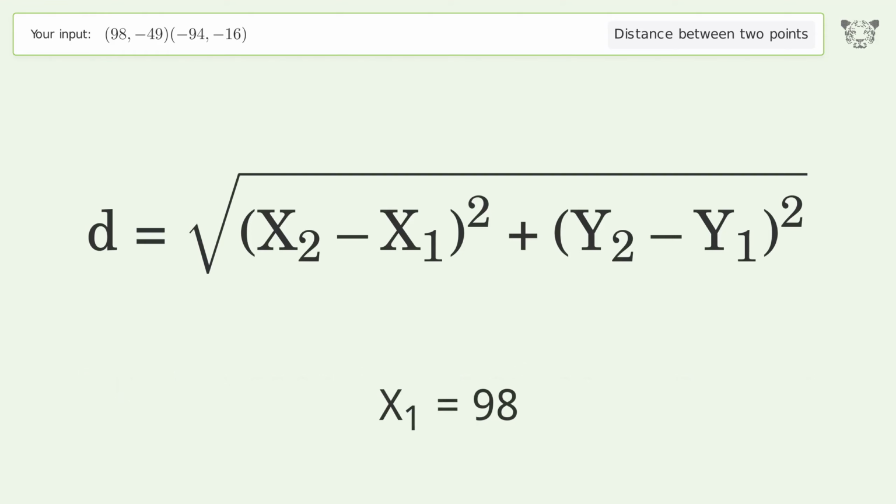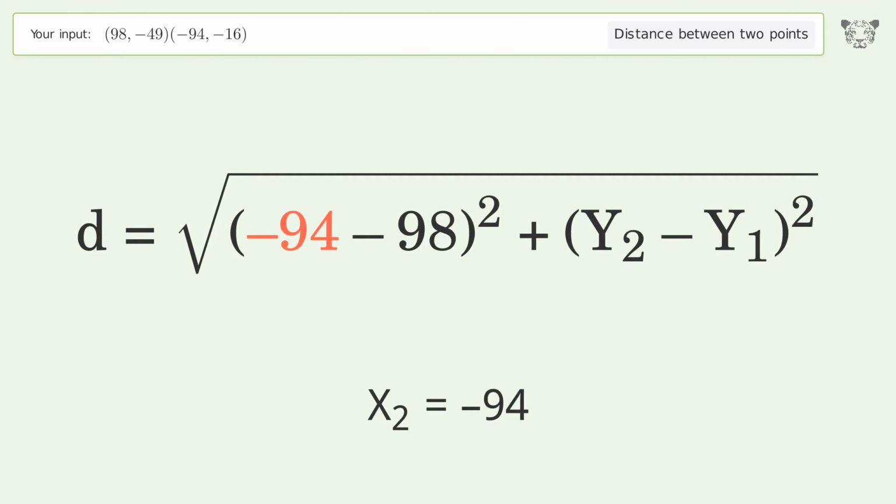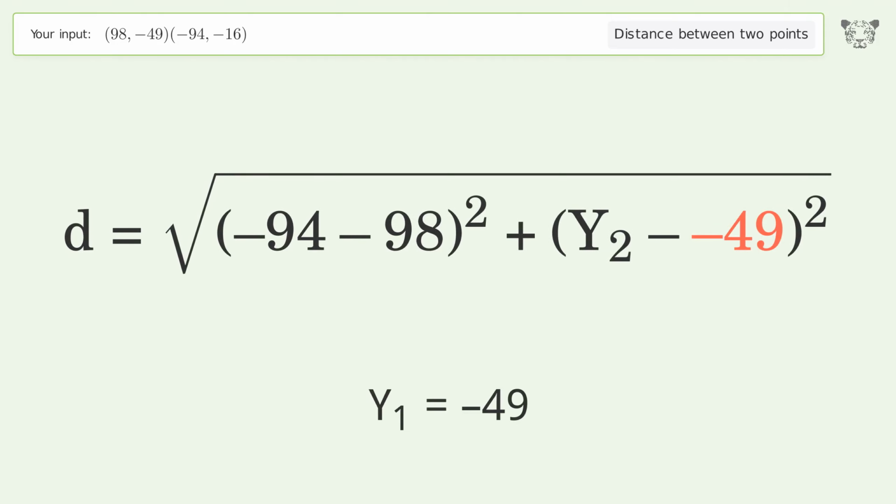x1 equals 98. x2 equals -94. y1 equals -49. y2 equals -16.